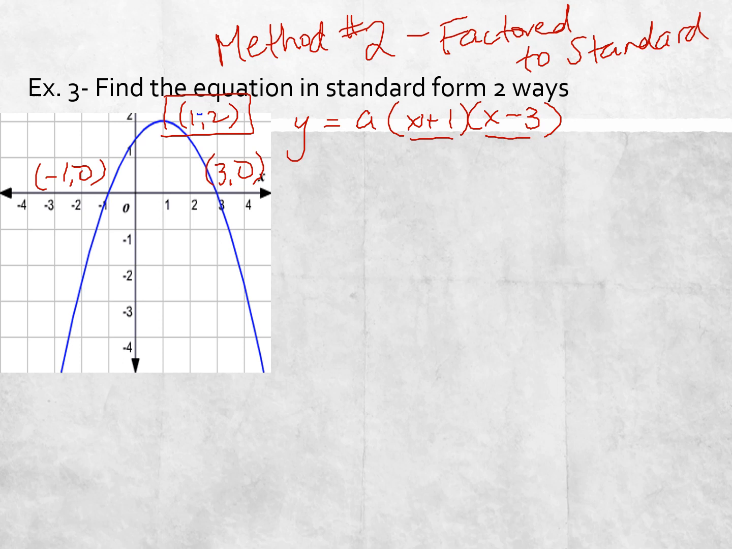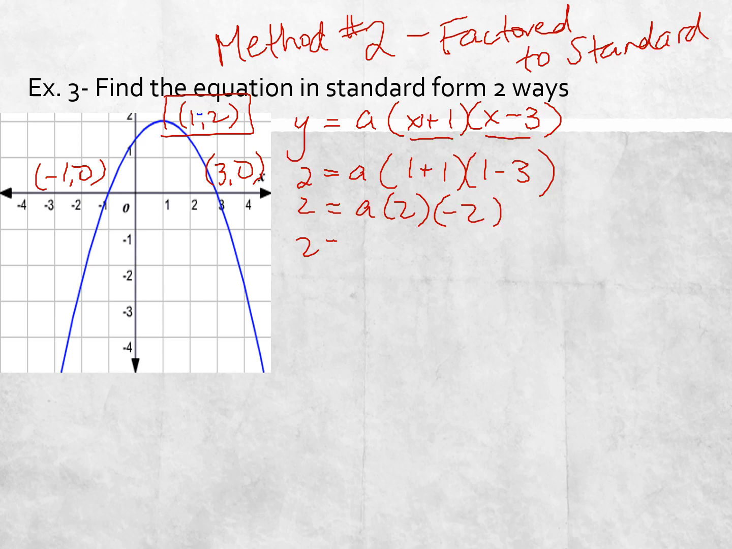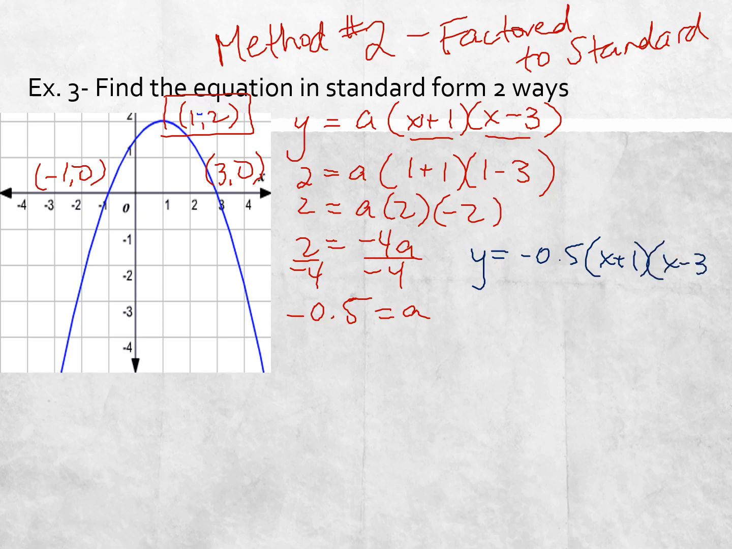So if I put 1, 2 in, 2 equals a, 1 plus 1, 1 minus 3. 1 plus 1 is 2. So we have a, 2. 1 minus 3 is negative 2. 2 times negative 2 is negative 4a, divided by negative 4. For people who like decimals, maybe I'll do decimals this time. So we have our a value. Let's go back to this. y equals negative 0.5, x plus 1, x minus 3.